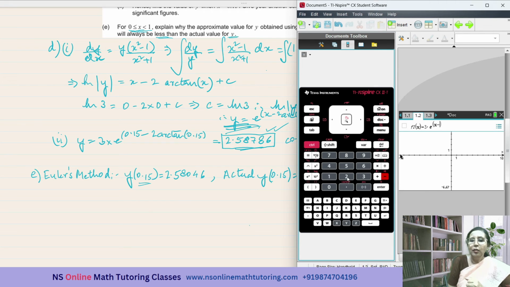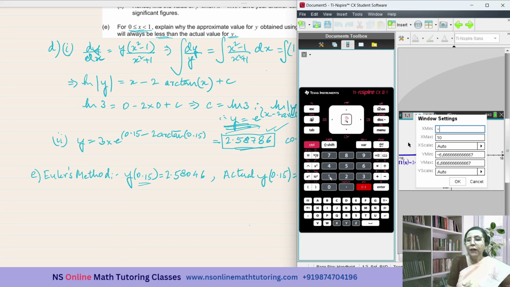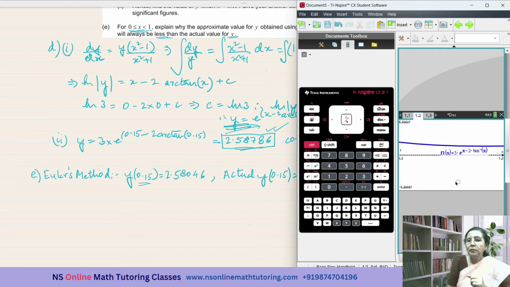X minus 2 times arctan of x. Okay. We are seeing between 0 and 1, they have said. So let us take the x min as, say, -1 and the x max as, say, 1.2, or I can take this as negative 0.2. I need the range between 0 and 1. Okay, so fine, this is the portion that we are seeing.